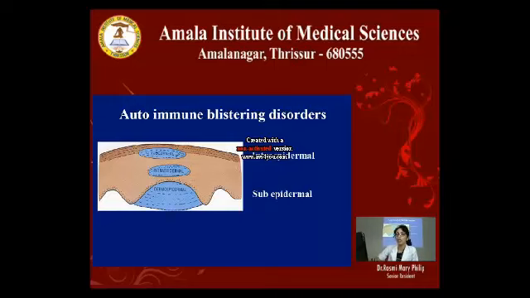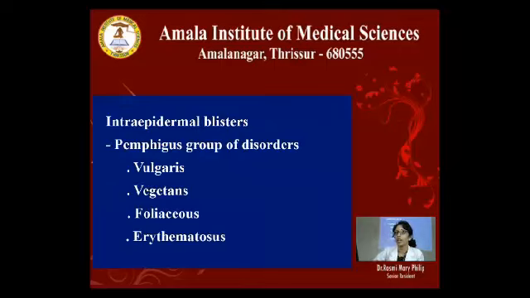Today we will be dealing with a number of autoimmune disorders wherein an antibody is produced against a known antigen present in the skin, causes its destruction, leading to the production of vesicobullous autoimmune disorders. Autoimmune disorders which give rise to intraepidermal blisters are termed the pemphigus group of disorders. Pemphigus means blister in Greek.